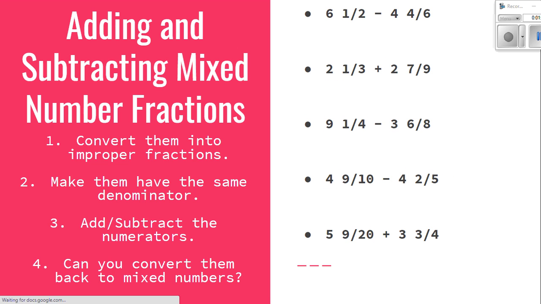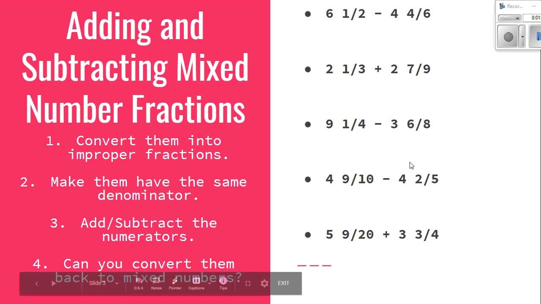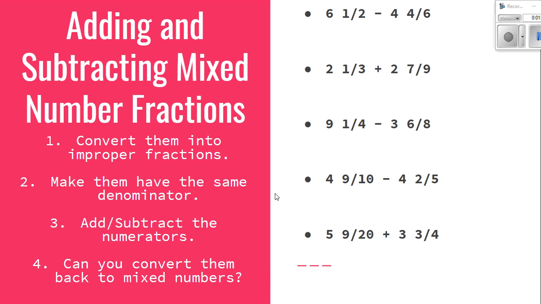I've just put some questions here. Here I've got my adding and subtracting mixed number fractions. I've got a list of some questions for you, and then here are the steps that you need to be doing when you're answering these questions. The first step is to convert them into improper fractions. We've got our mixed numbers here, and we want to be converting them both into improper fractions.